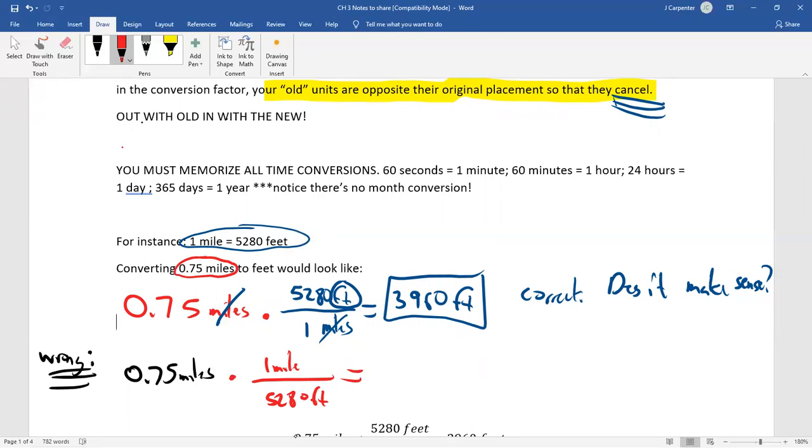And here's why. The whole point is out with the old and with the new. The whole point is your old units are supposed to be in opposite locations, opposite meaning top and bottom. These miles are in a top. These miles are in a top. They don't cancel. In fact, guess what happens when you have something in the same location and you multiply it by itself? It stacks. It gets an exponent. If you have a 3 times a 3, that's 3 squared. If you have an x times an x, that's x squared.